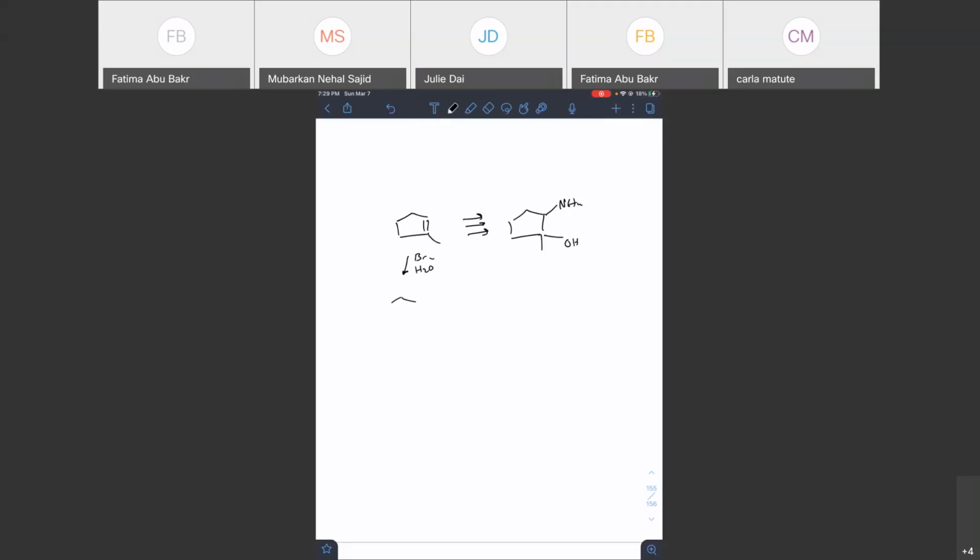That's going to add a Br to the side that has the most hydrogens and an OH to the side with the least. Then we do OH- and H2O to turn that into an epoxy. Then we're going to attack it with NH3 and H2O, and that basically adds an NH2 to the position that has the most hydrogens.